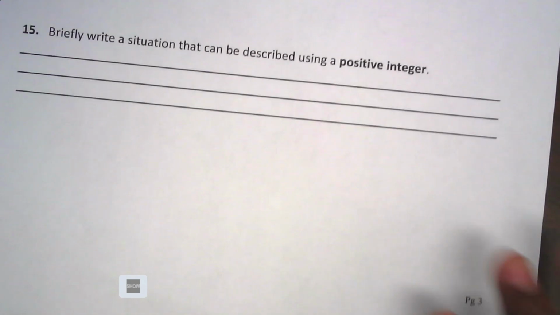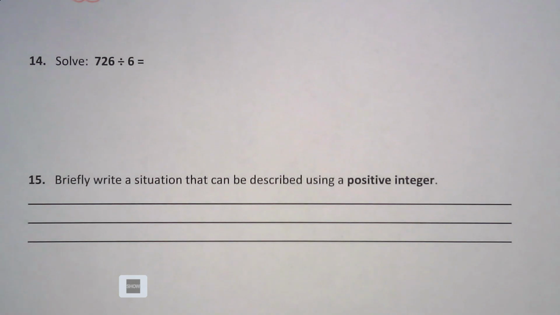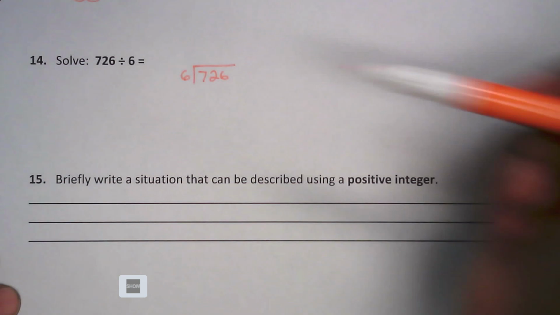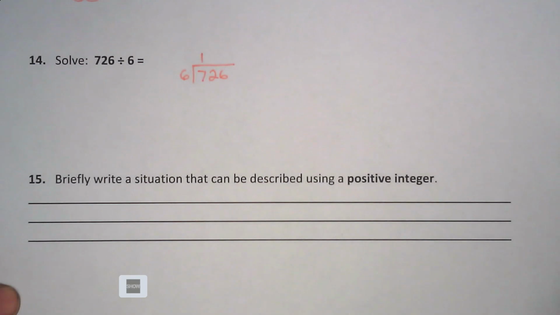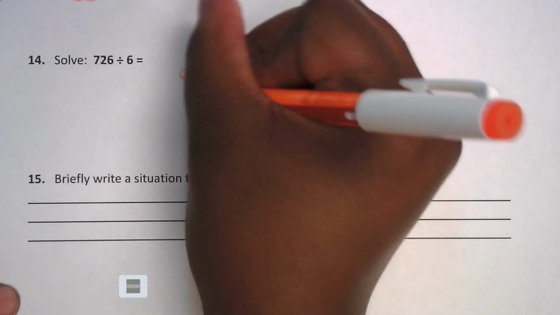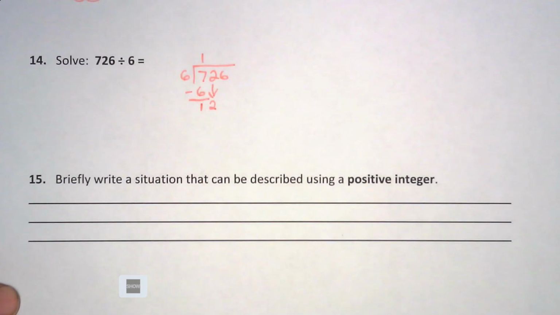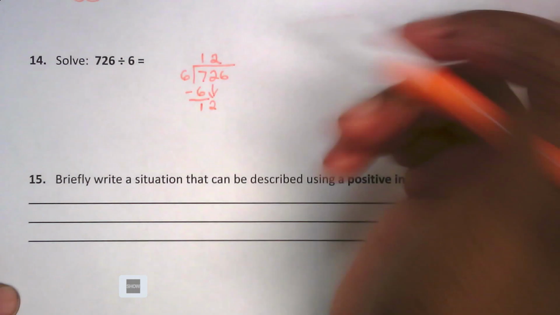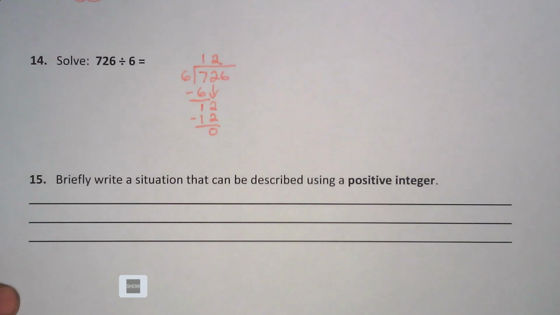Number 14, solve, 726 divided by 6. Long division problem here. All right, so how many 6s can I get out of 7? I can get 1. 1 times 6 is 6. 7 minus 6 is 1. Bring down my 2. 12 divided by 6 is 2. 6 times 2 is 12. 12 minus 12 is 0.